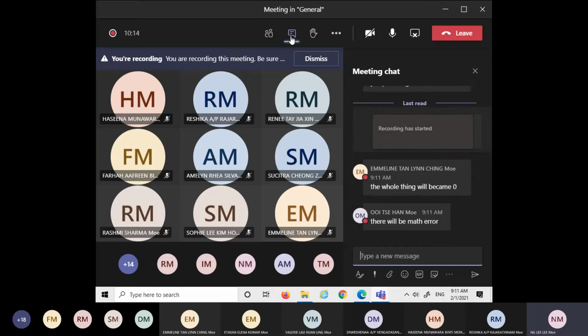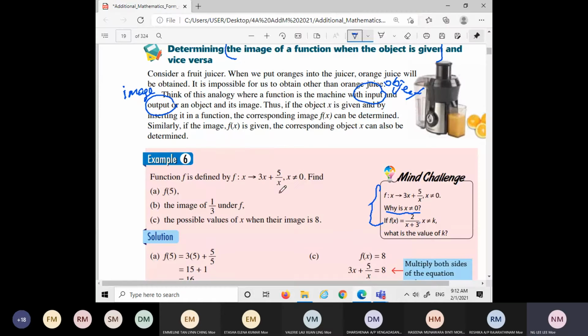Suchitra: there will be max error. Yeah, there will be max error. Actually, it's undefined. If you are using your calculator, something divided by 0, your calculator will show you the max error. But we don't say max error. We will say this function is not defined. When x equal to 0, this function is not defined. Why is that?